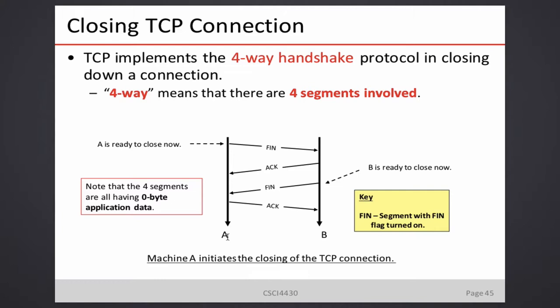It's like this. Let's say A is the active side. Actively say that I don't want to play. I want to close the connection.